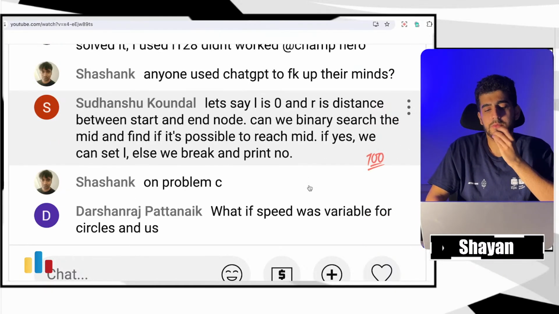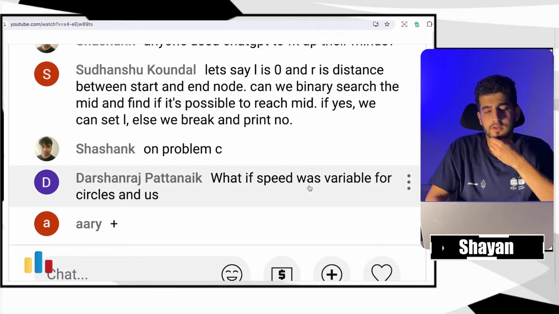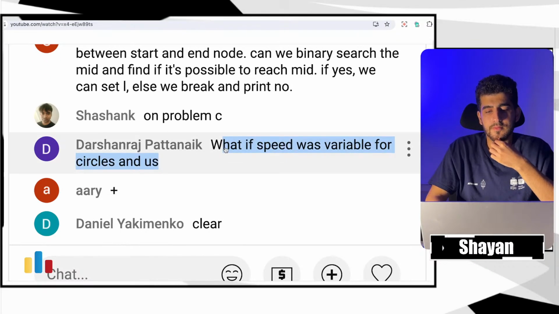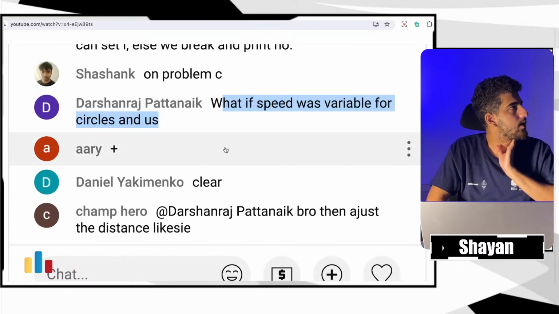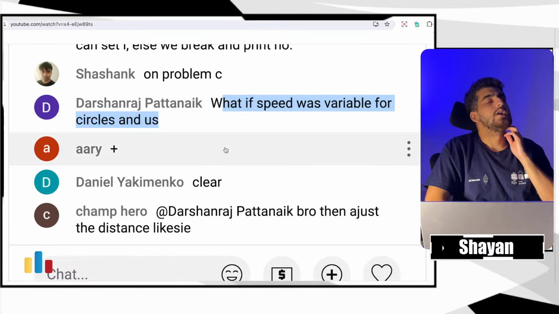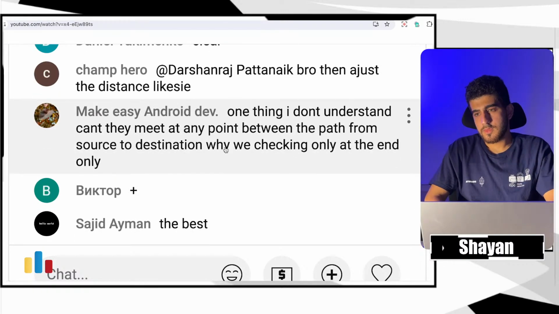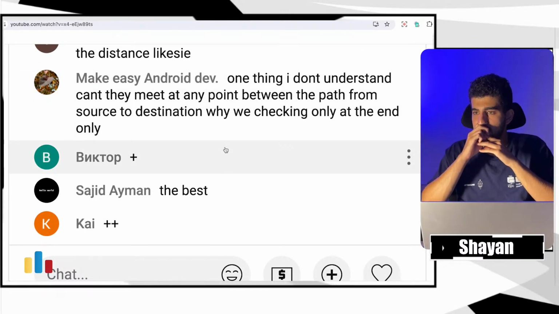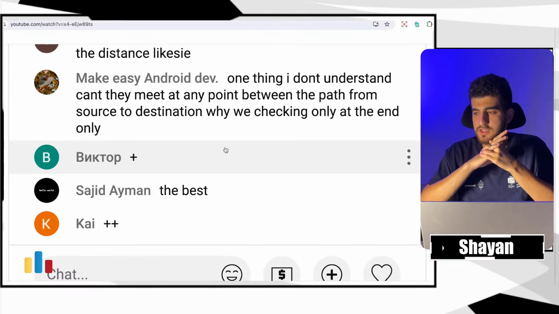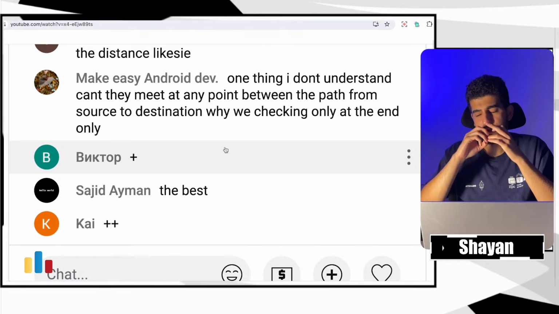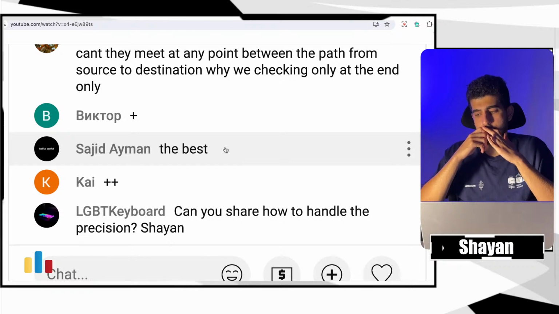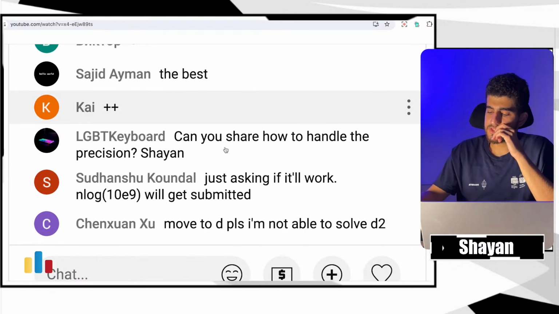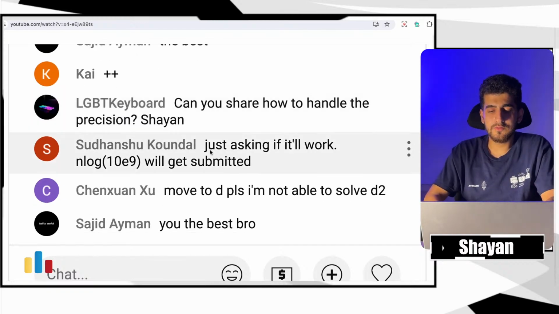Why do we need to do any binary search? What if speed was variable? That would be a bit more complicated. I think if it was, the point is that in that way, it's like we also have a coefficient on this distance. Yes, I think this works. Yes, I think if the speeds are variable, it can work.